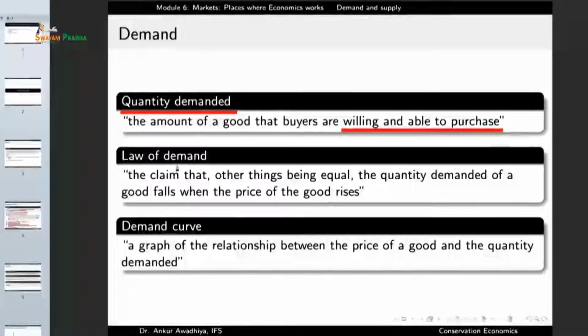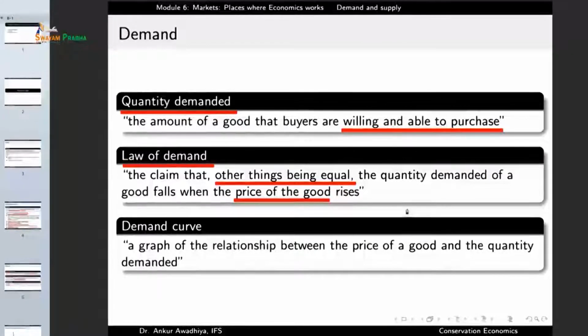Then we define the law of demand. The law of demand is the claim that, other things being equal, the quantity demanded of a good falls when the price of the good rises. It is the claim that, other things being equal. So here again we are making an assumption that everything else being the same, we are only changing one thing, and that is the price of the good. Everything else remains the same.